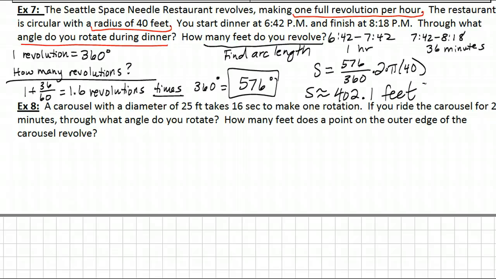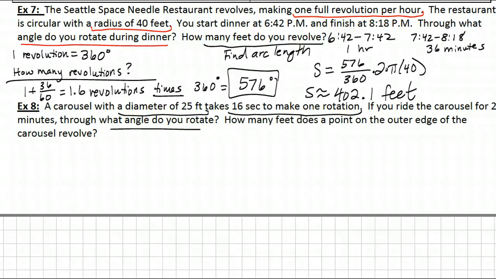Go ahead and rewatch that if needed, but we're going to do example 8 now. I have a carousel with diameter 25 feet. It takes 16 seconds to make one rotation. You're riding the carousel for 2 minutes. Through what angle did you rotate?